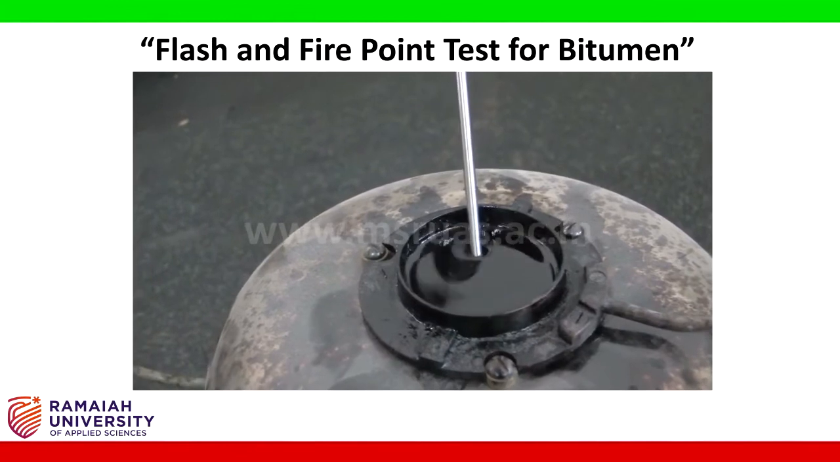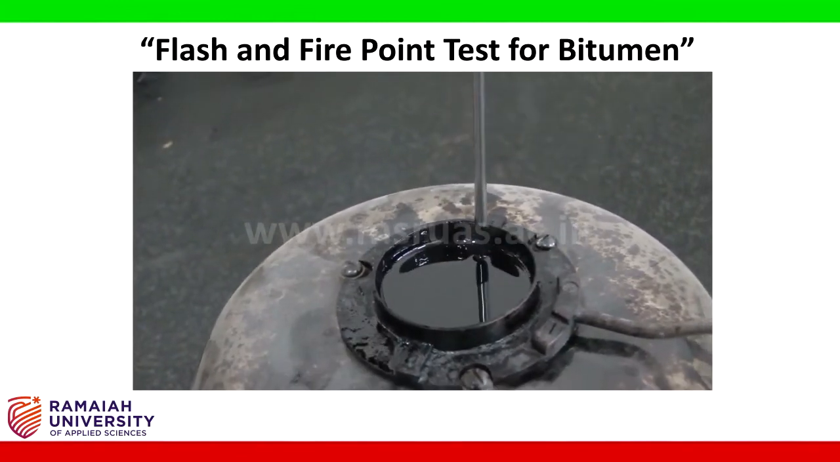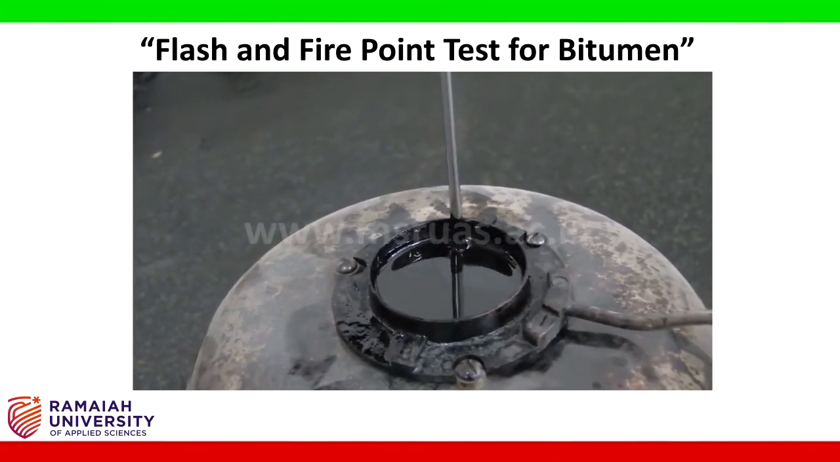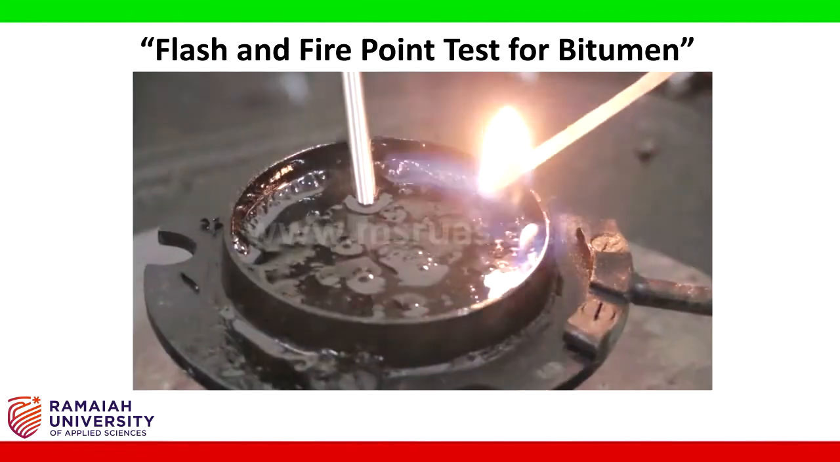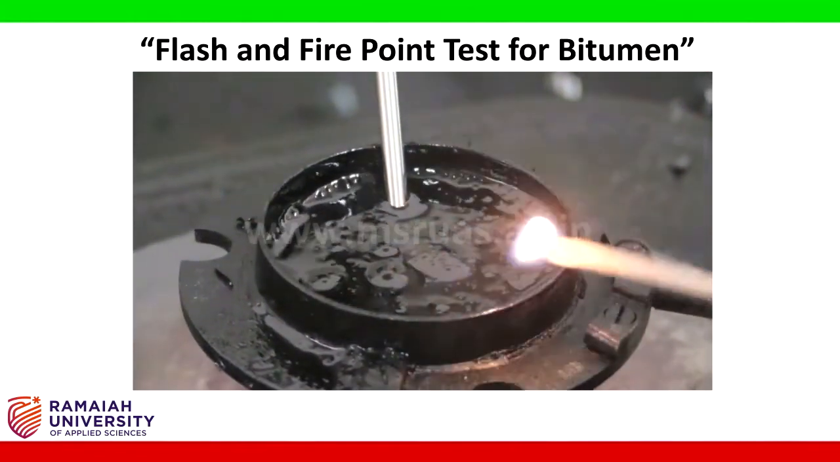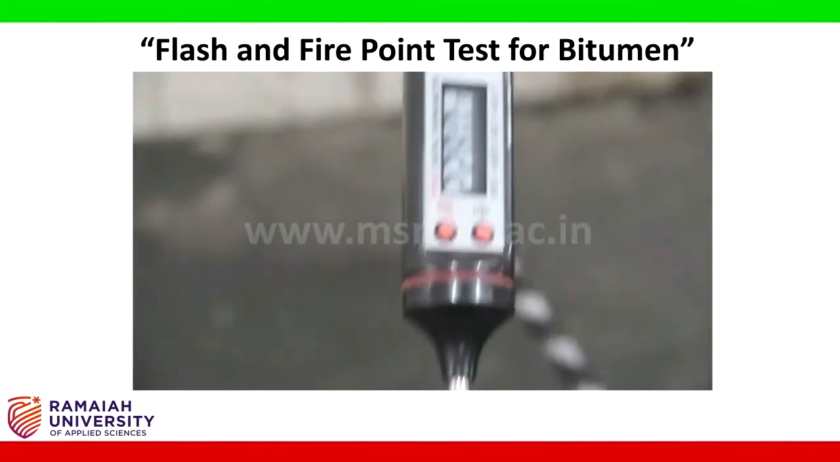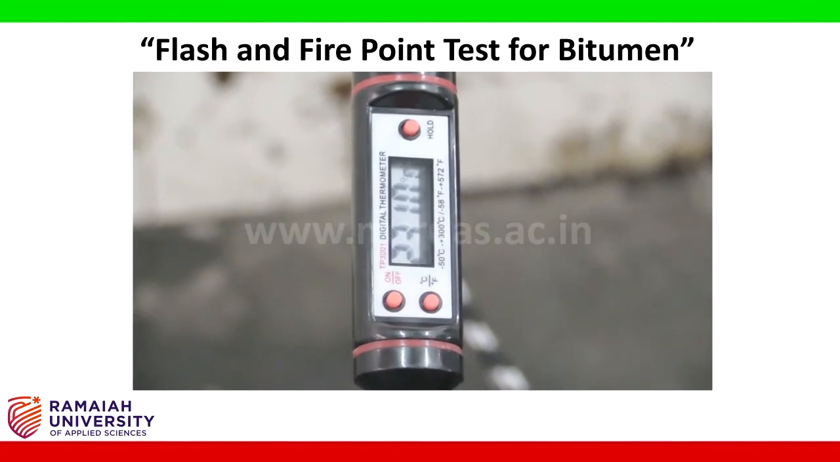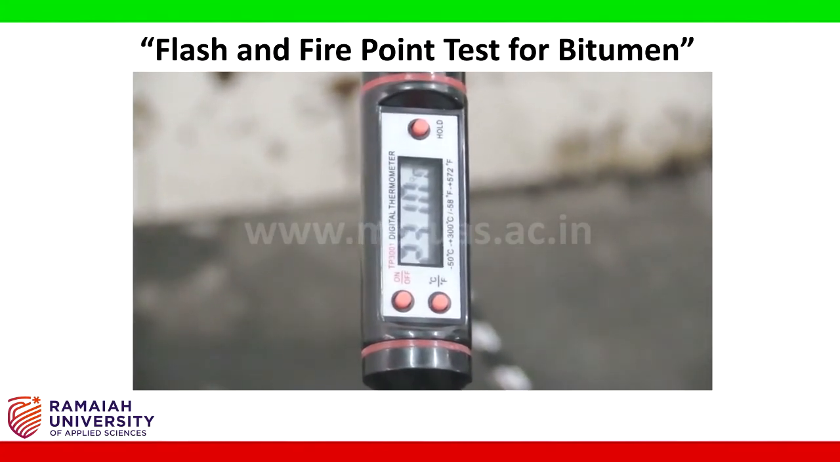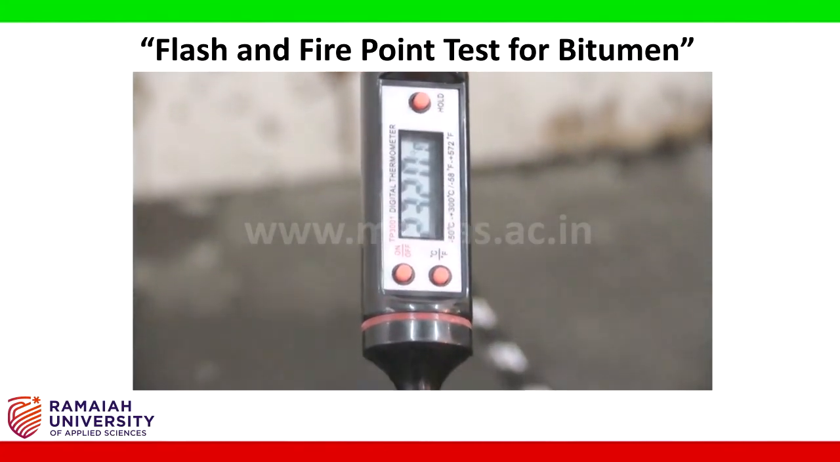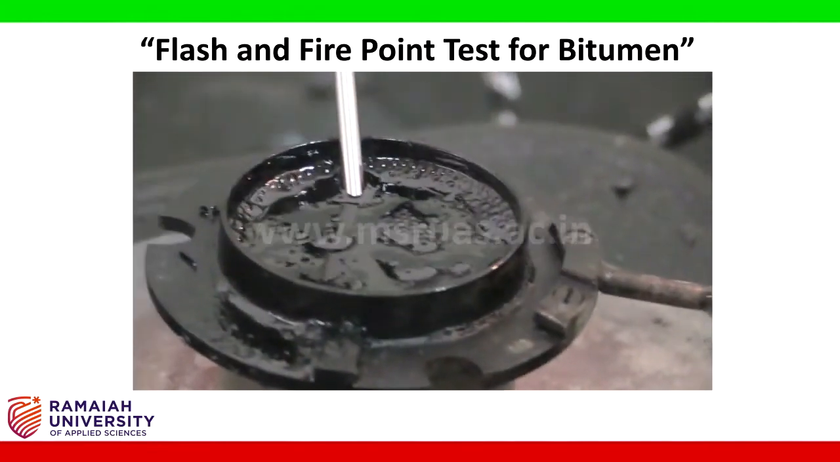At some higher temperature, what happens? Your bitumen is going to have a higher amount of flash. See here, you are going to get some amount of flash on the surface of the bitumen. Note down that particular temperature. Whenever there is an appearance of the flash on the bitumen, we call it the flash temperature. Wait for 2 more minutes and repeat the test.